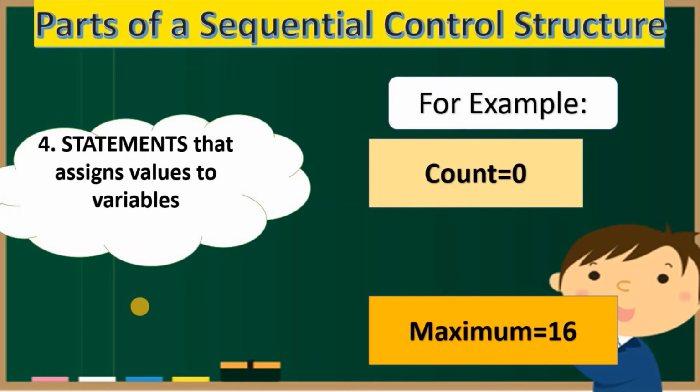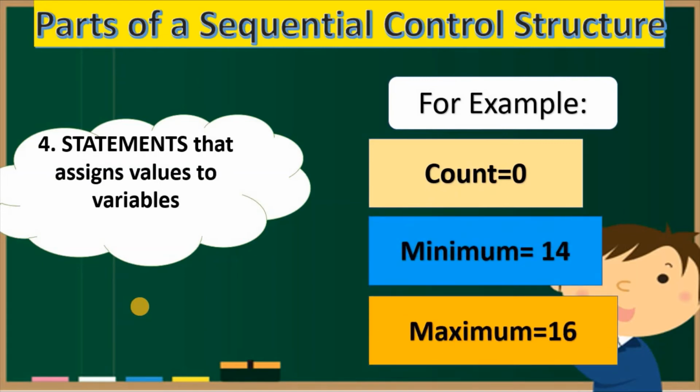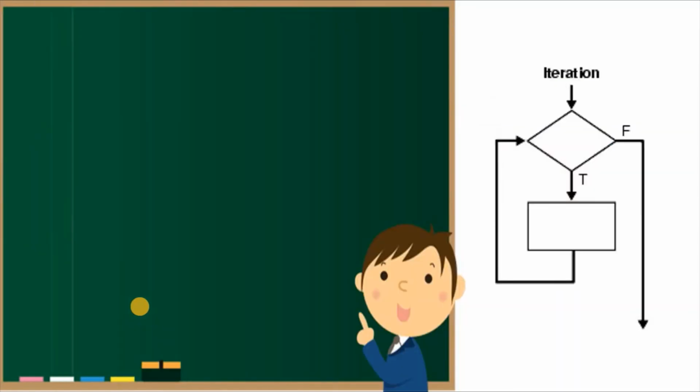The second example is maximum. So let's say they gave us 16 to be the maximum number of students in a class, for example, then we know that this was the number that they assigned to this variable. Minimum, just the same, what would be the least? So they gave us a number here, and we know that this would be 14 as the minimum number.